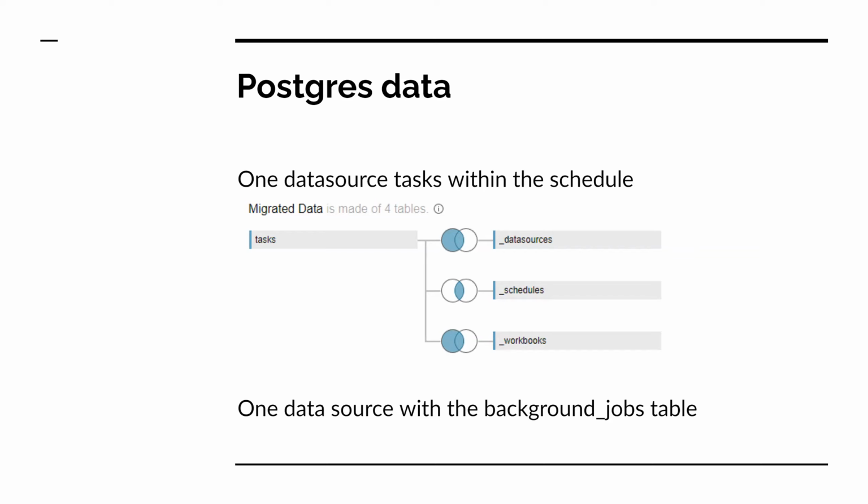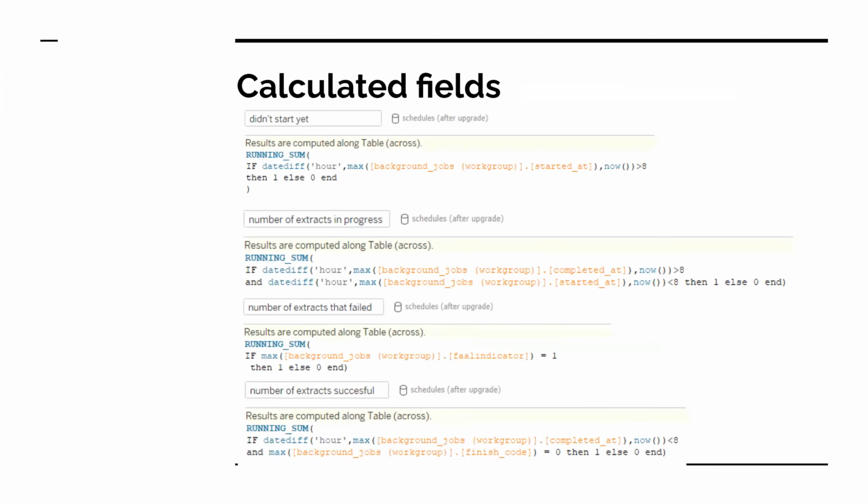I'm not going to go too much into detail of how those are getting combined, but essentially, I'm making 4 different calculated fields to look at the 4 states that an extract can be in. First, I'm going to check if the last started at date, so the last time this job was started, is less than 8 hours ago. Otherwise, the last time it ran was probably yesterday. So in that case, it hasn't started yet for today.